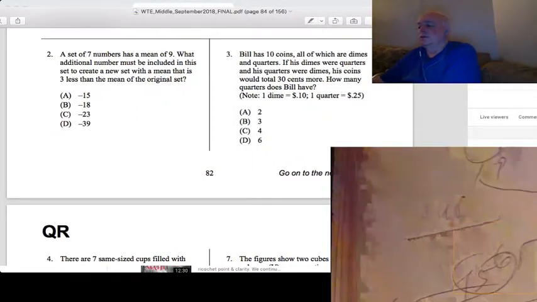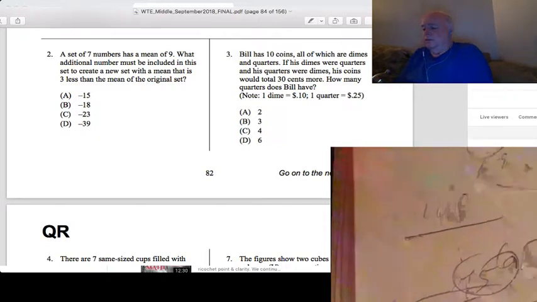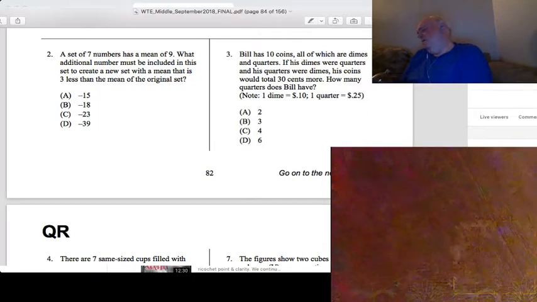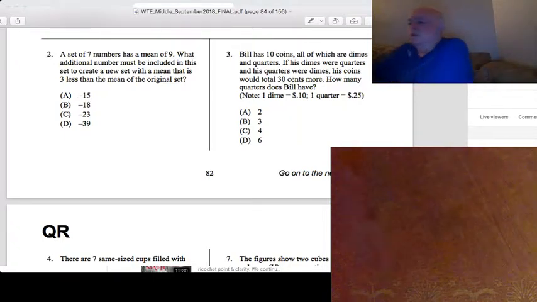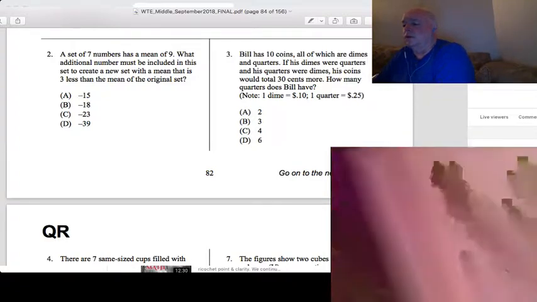Okay, the next question is a lot trickier. Let me get a new piece of paper for that. Try to work this one out yourself. Pause the video because it's kind of tricky.